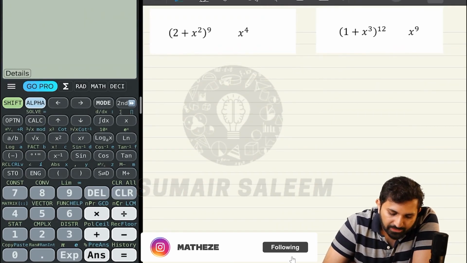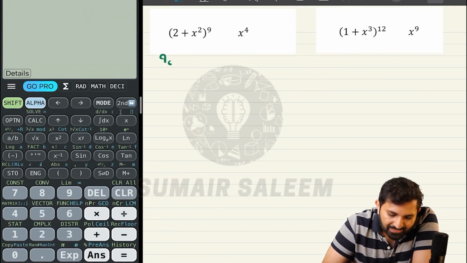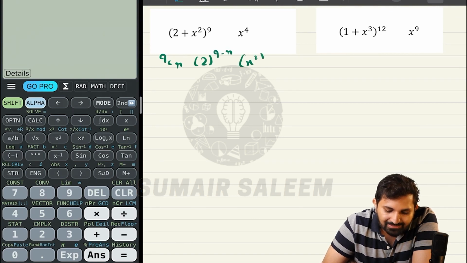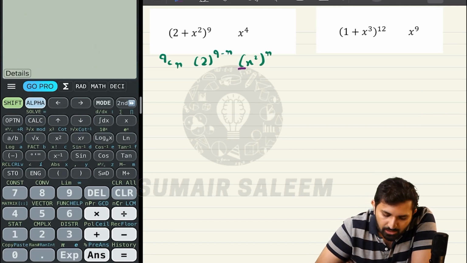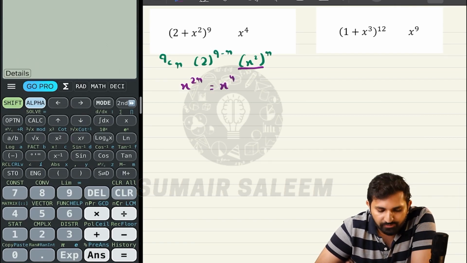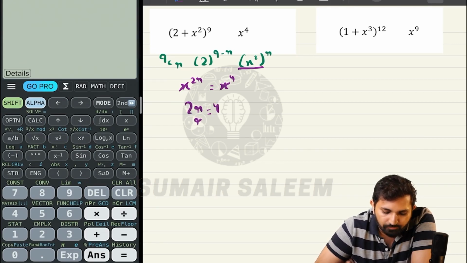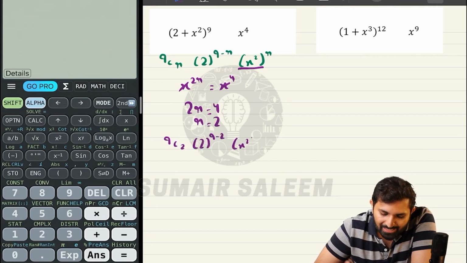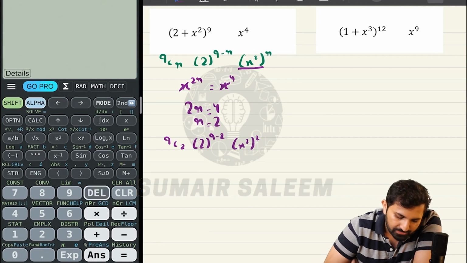Now, it's going to be बच्चे आपका 9Cr 2^(9-r) (x square)^r. Now you focus on x only. What's the power of x? It's 2r. And what's required to you? Coefficient of x power 4. x and x cancel out. 2r is equal to 4. r की value is 2. Now you're going to plug in 9C2 2^(9-2) (x square)^2. Let's do this, guys.